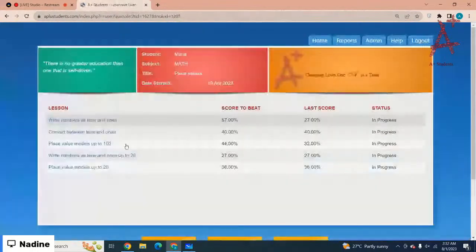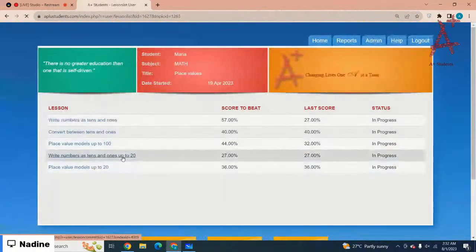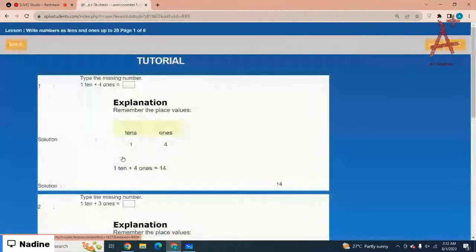Okay, the next lesson is write numbers as tens and ones up to 20. Let's just start. So type the missing number. You have 1 ten and 4 ones, right? So the rightmost digit is the digit at the ones position, that would be 4. And then you have 1 at the tens position, so together they make 14, right?